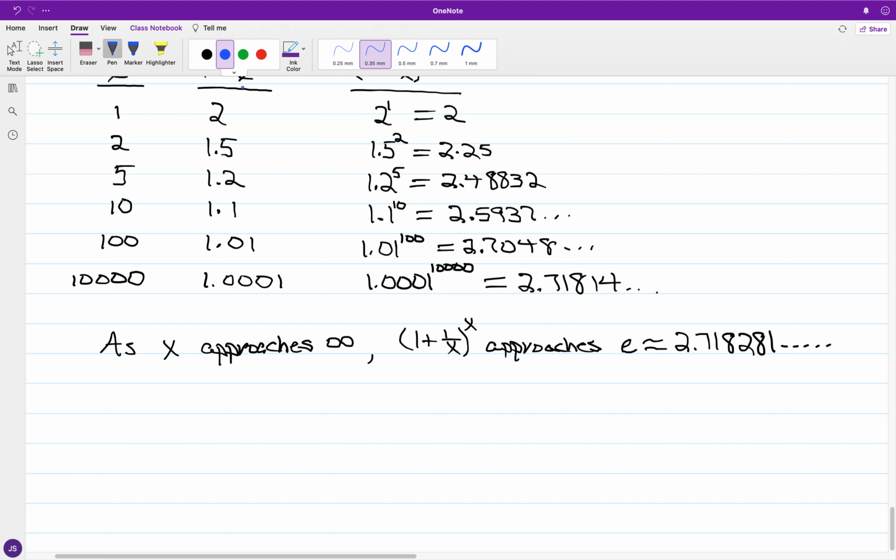And now what we have in the case of E is what is regarded as the natural logarithmic exponential base.